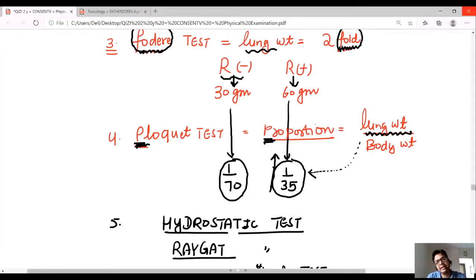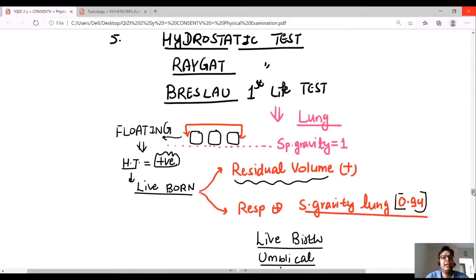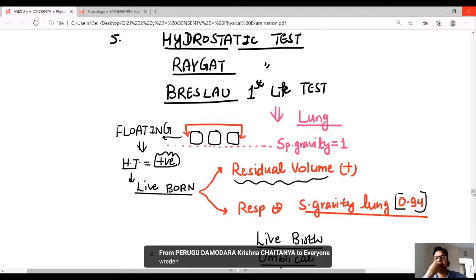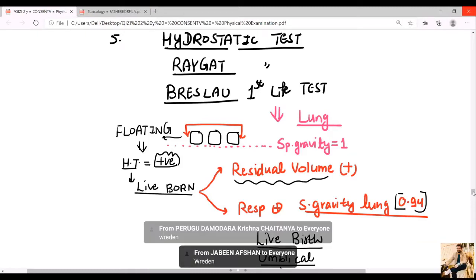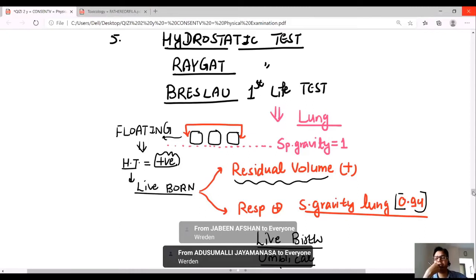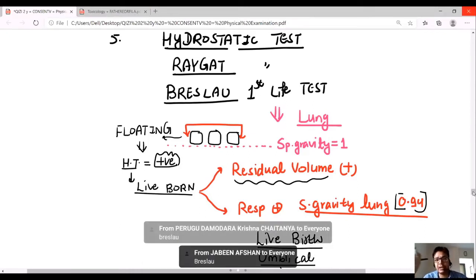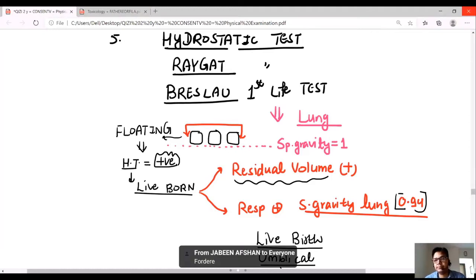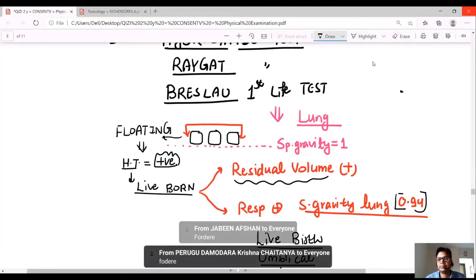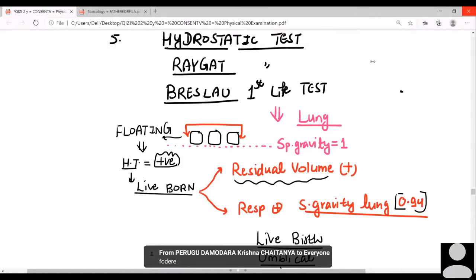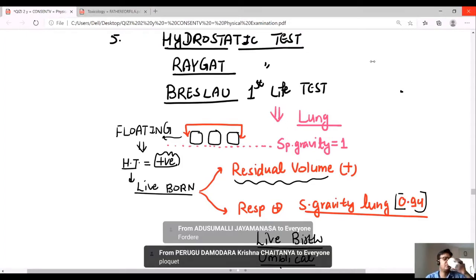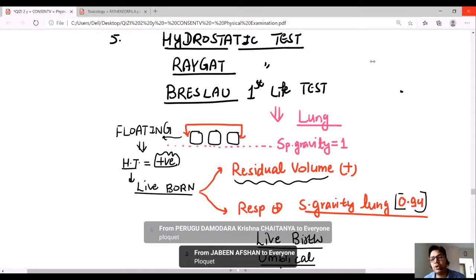That is 1/35. Now, sir, I am coming to the last test, hydrostatic test. Let me ask you questions. Air in middle ear, what is the name of test? Radine. Air in stomach and intestine after live birth, what is the name of test? Breslau second life test. Lung weight becomes twofold, what is the name of test? Fodere, twofold. And lung weight divided by body weight proportion is known as what test? Yes, it is Ploquet test. You have answered all four correctly.